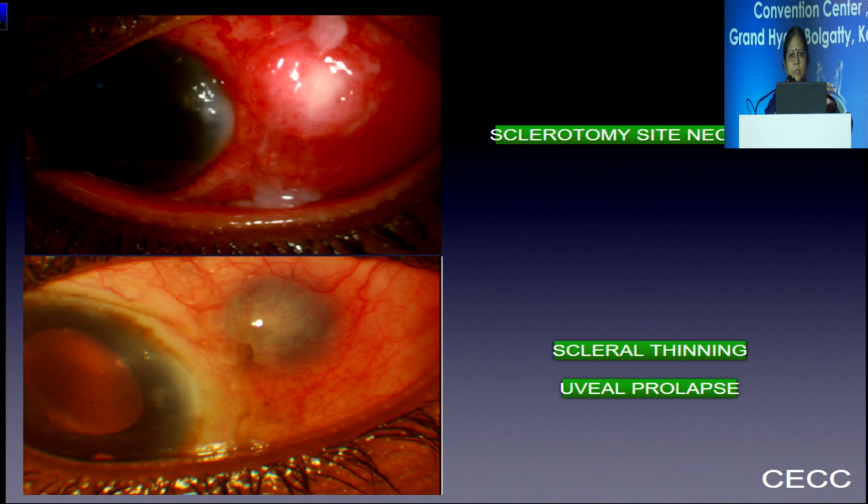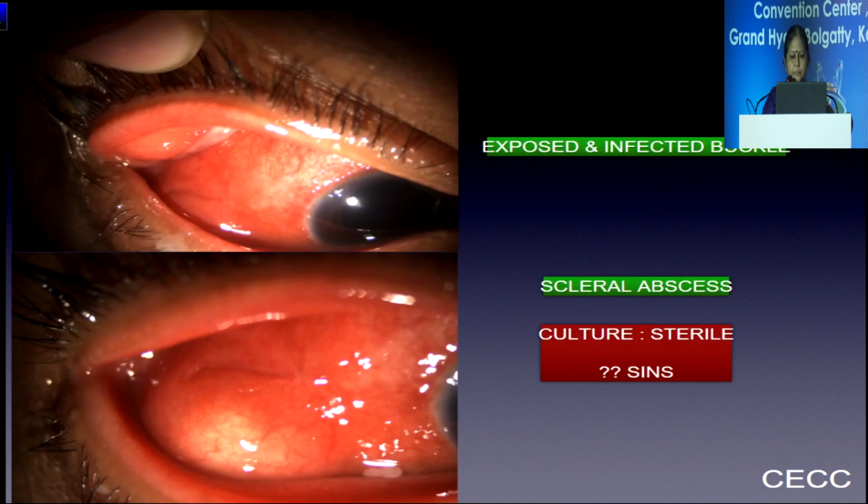These are a few other infections that you see. This is a patient who has a sclerotomy site necrosis, a scleritis at that site with the gaping of the wound, and subsequently it healed on its own, leaving behind a small area of thin sclera through which you can see the uveal tissue prolapsing out.